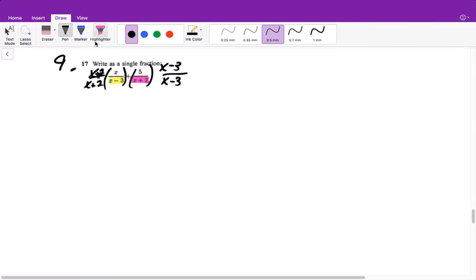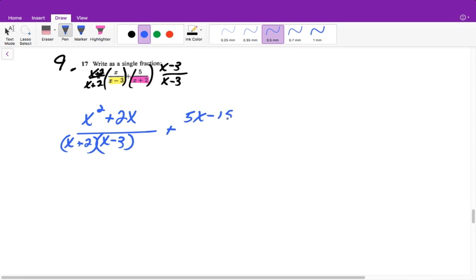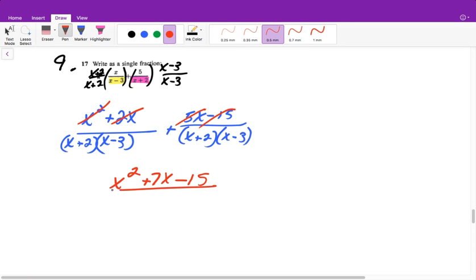exact same denominator. So we're going to distribute this x in, so we get x squared plus 2x over top of (x plus 2)(x minus 3), and then we're going to distribute a 5 in, so plus 5x minus 15 over top of (x plus 2)(x minus 3). And now, since these are exactly the same denominator, we can go ahead and add or combine our numerators. We have only an x squared, so there's no other x squared. Since they're adding, we have 2x plus 5x, so that gives me plus 7x, and then there's only this minus 15. And now it's over top of (x plus 2)(x minus 3).